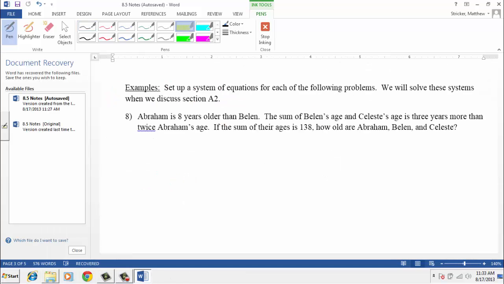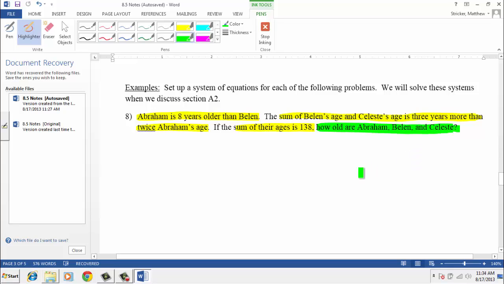Let's read through the problem, see what's given, see what we're trying to find. It says Abraham, that's one of the things that's given. Abraham is 8 years older than Belen, and the sum of Belen's age and Celeste's age is 3 years more than twice Abraham's age. It says if the sum of their ages is 138, how old are Abraham, Belen, and Celeste?